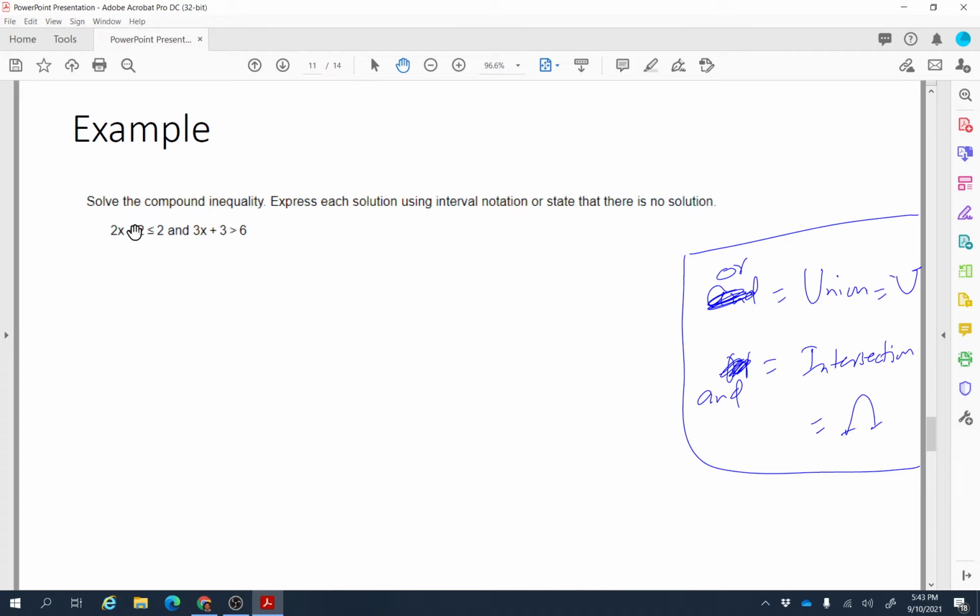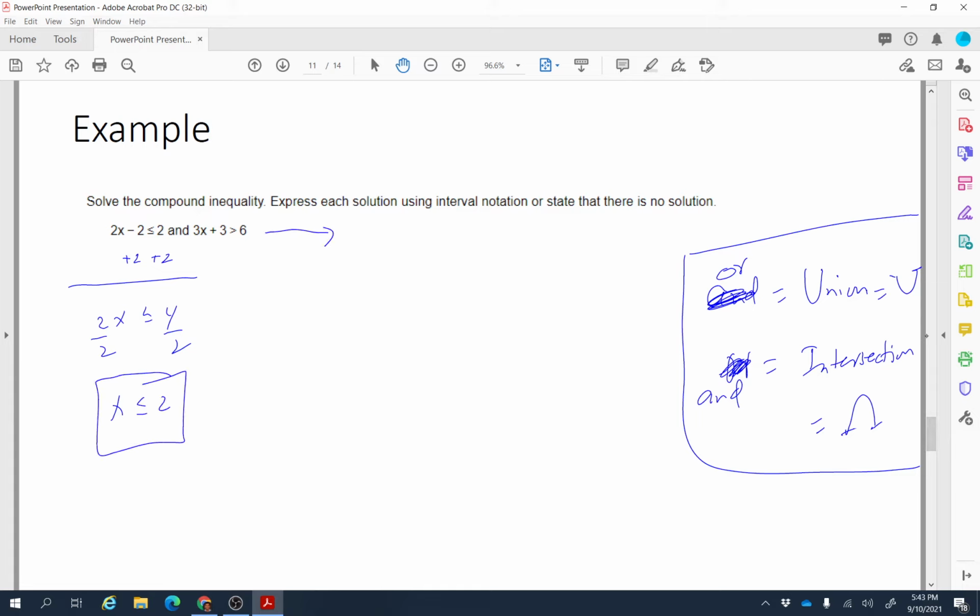Okay, so let's try to solve the left side. 2x minus 2 is less than or equal to 2. So add 2 to both sides. By doing that, 2x is less than or equal to 4. Divide both sides by 2. X is less than or equal to 2. That's the solution for the left side.